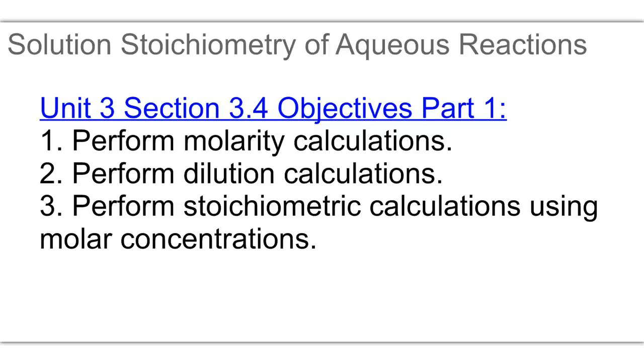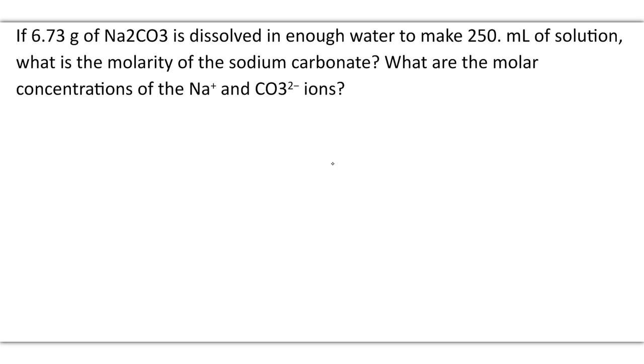Unit 3, Section 3.4. This is going to be Part 1, where we're going to cover molarity calculations and dilution calculations. So let's start with, if 6.73 grams of sodium carbonate is dissolved in enough water to make 250 milliliters of solution, what is the molarity of the sodium carbonate, and what are the molar concentrations of the ions sodium and carbonate? So first I want to write a dissociation equation for sodium carbonate, where you write sodium carbonate yields.